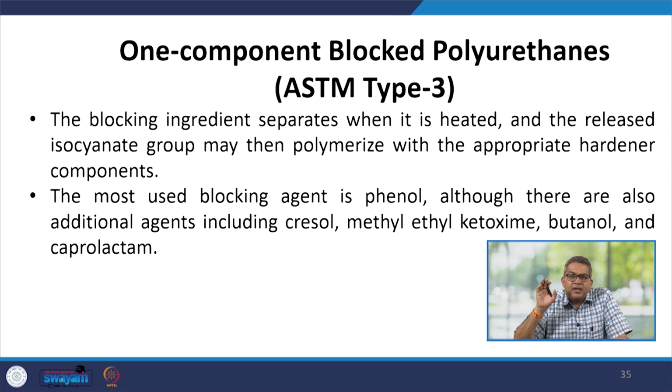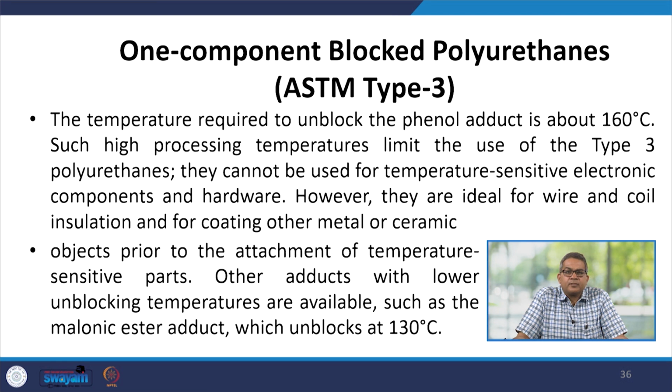The blocking ingredient separates when it is heated and releases the isocyanate group. This may then be polymerized with appropriate hardener components. The most used blocking agent is phenol, although there are also additional agents including cresol, methyl ethyl ketoxime, butanol and caprolactam. The temperature required to unblock the phenol adduct is about 160 degrees Celsius.